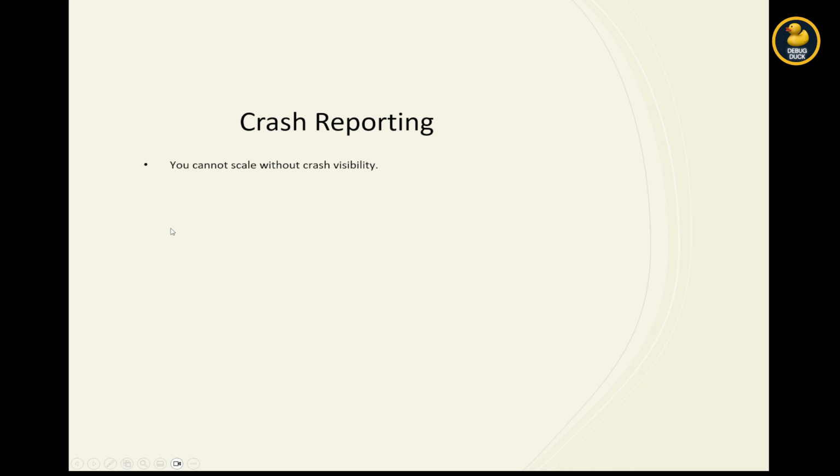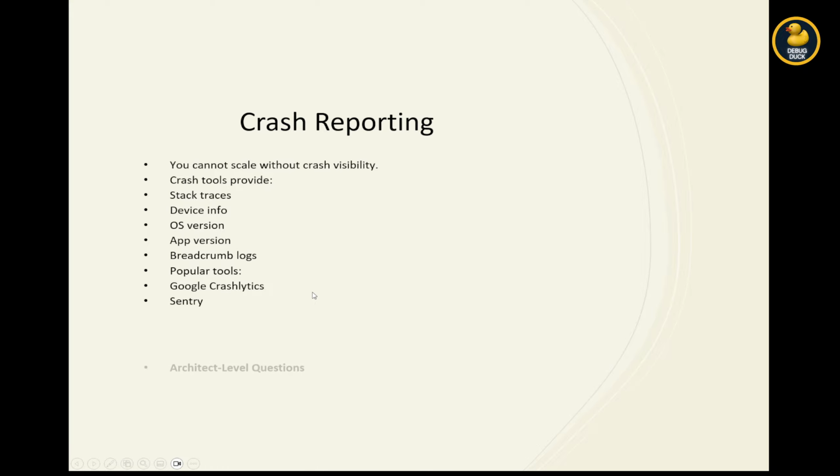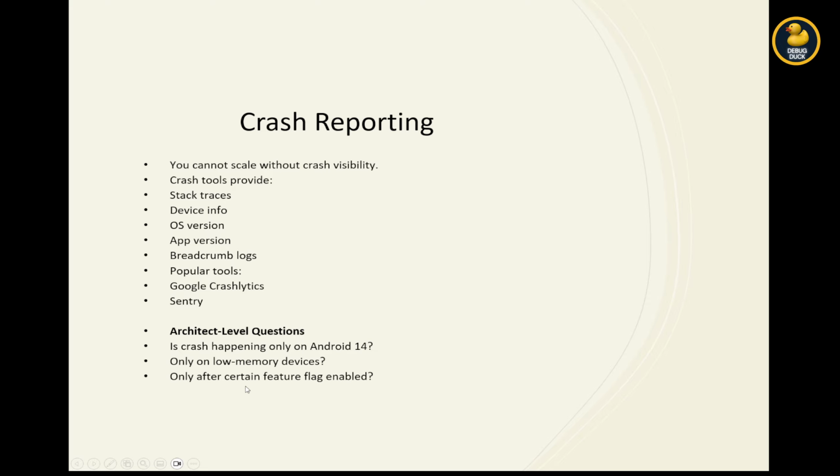Crash reporting. You cannot scale without crash visibility. Crash tools provide stack traces, device info, operating system version, app version, breadcrumb logs. Popular tools: Google Crashlytics, Sentry. Architect-level questions. Ask yourself, is the crash happening only on Android 14, for example, only on low memory devices, only after a certain feature flag is enabled? Observability connects crashes to context.